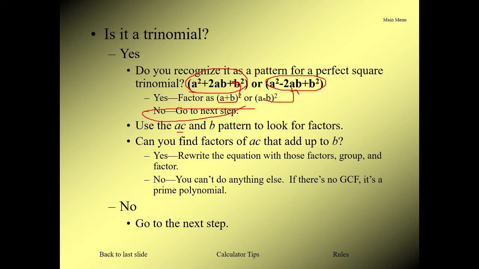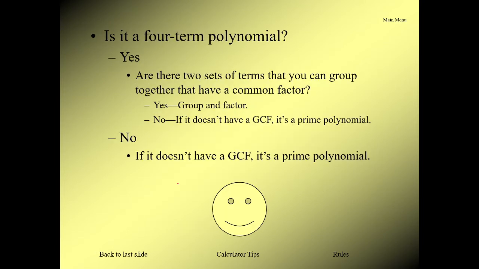So you are going to use the a, c, and b pattern to look for factors. Can you find factors of a times c that add up to b? If yes, rewrite the equation. If not, you can't do anything else, and you have to go to the next step. So the next step is, is the function a four-term polynomial? These are the processes that you need to undergo upon factoring functions. So you can take down notes.